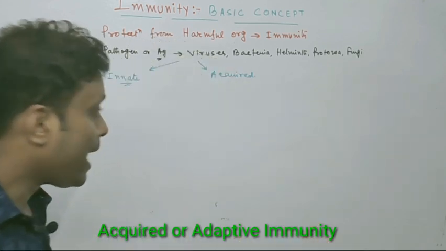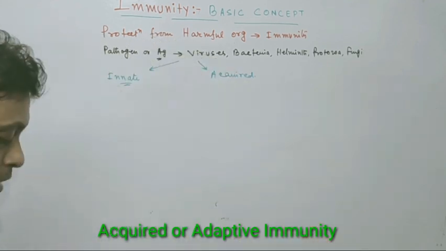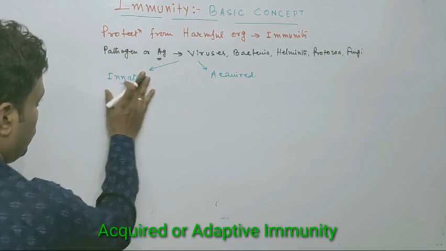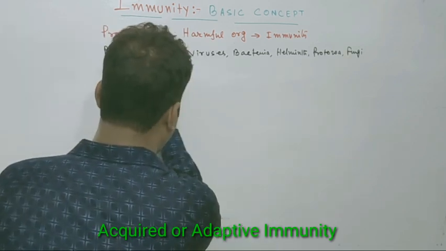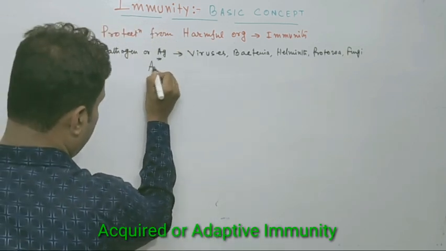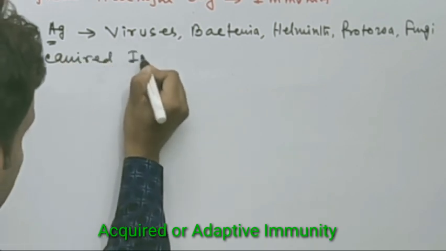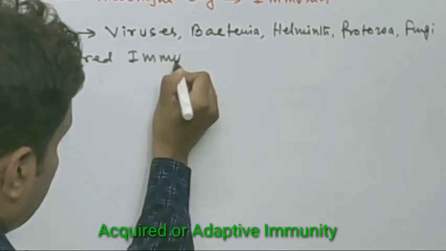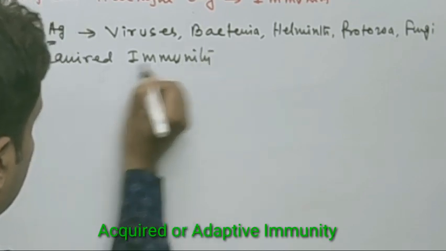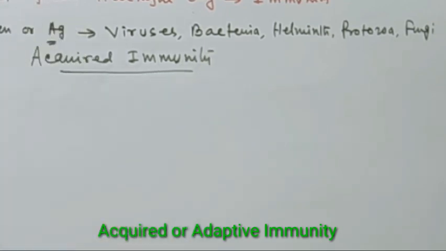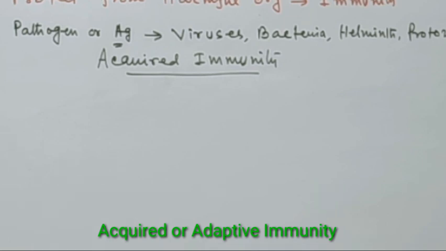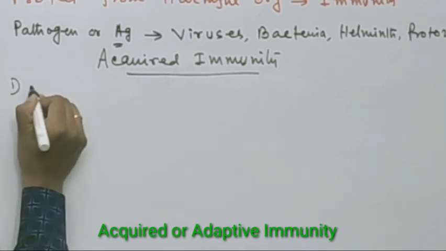Actually, acquired immunity has 4 important characters. So we will discuss the acquired immunity. This is very, very important. Acquired immunity is the second line of defense, and in acquired immunity, the antibody will be produced. And the acquired immunity has 4 important characters.